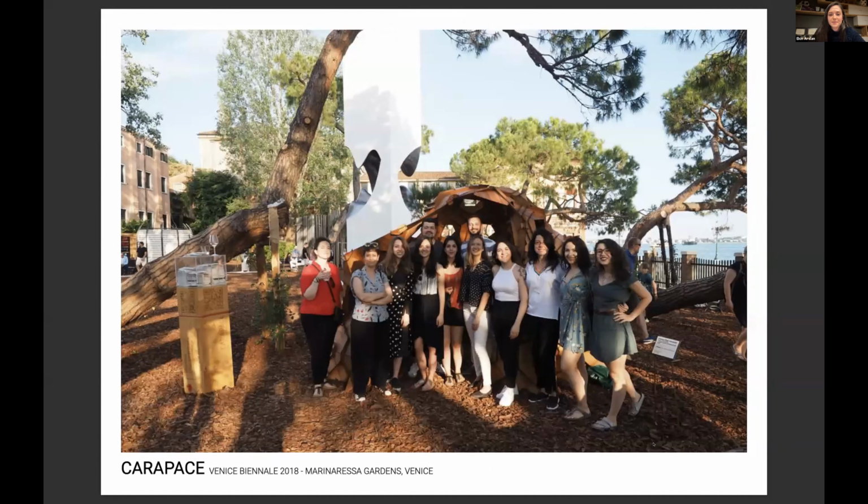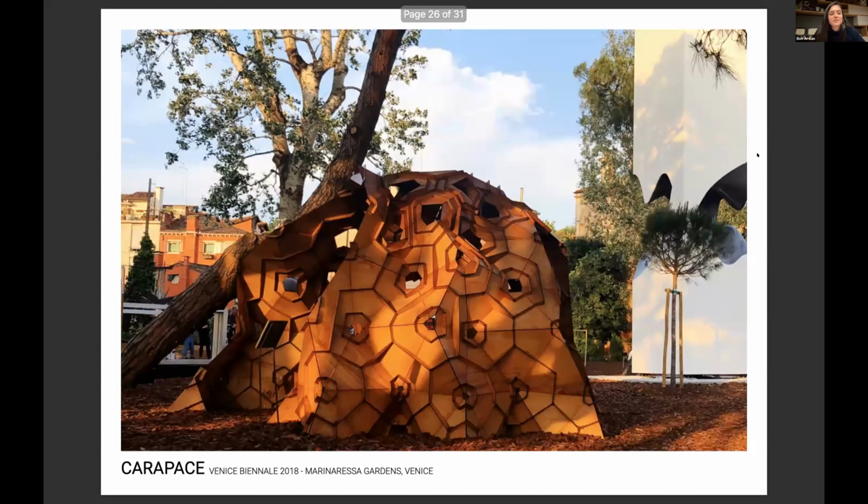So this is our team. One of our neighbors was Daniel Libeskind's tower, which is here. And it was a great opportunity to exhibit Carapace in Venice in the scope of the Architecture Biennale.